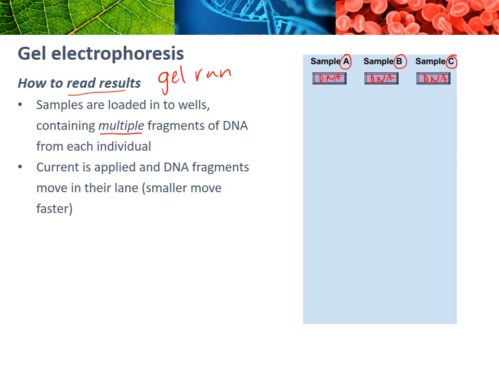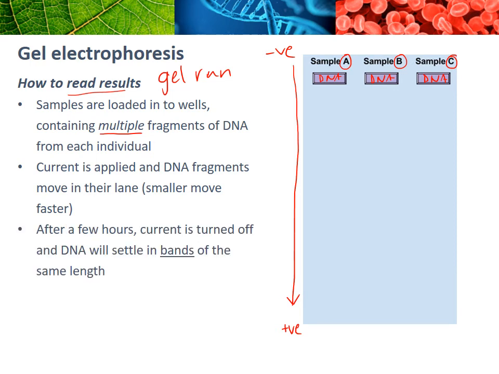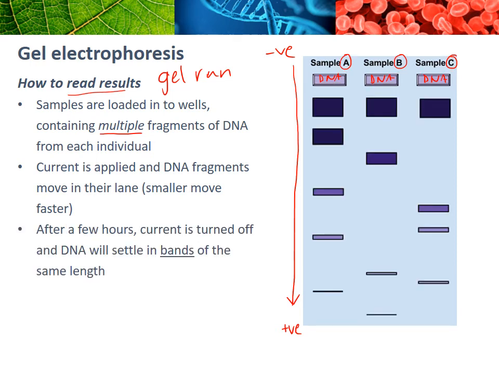The current is switched on. So remember, we've got the negative here, we've got the positive here. When the current is switched on, the DNA is going to start moving down here. The smaller bits will move faster. When we turn off the current, the DNA will have moved and will settle in bands. The gel is quite thick, so once the current is off, the DNA won't move anymore. So it'll settle into bands of the same length.